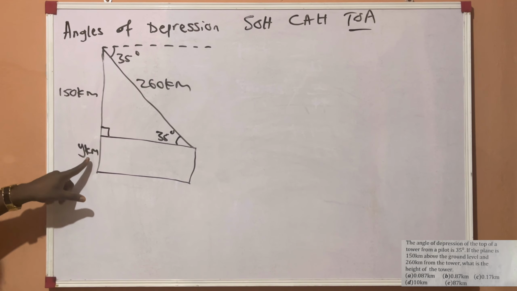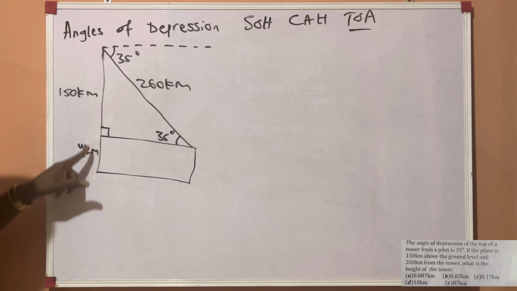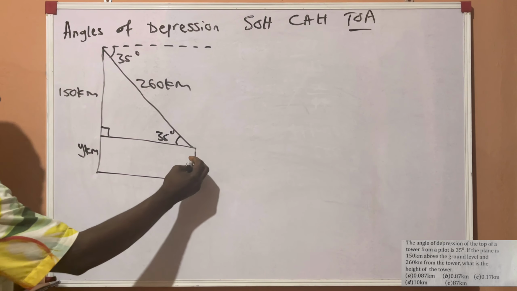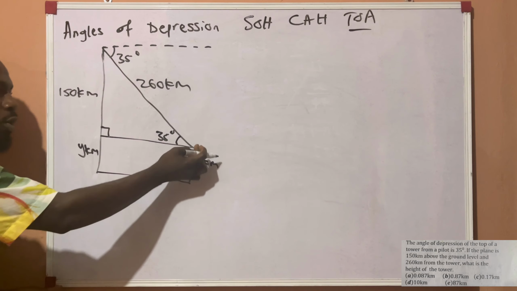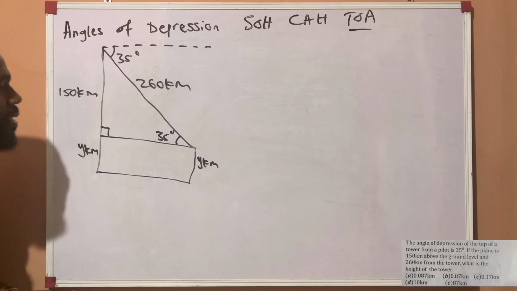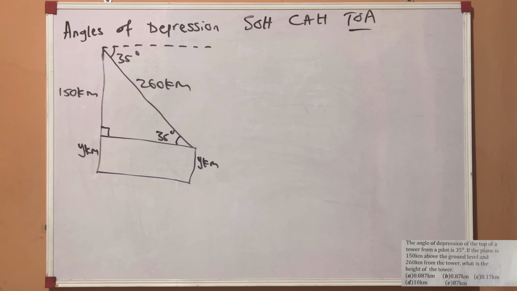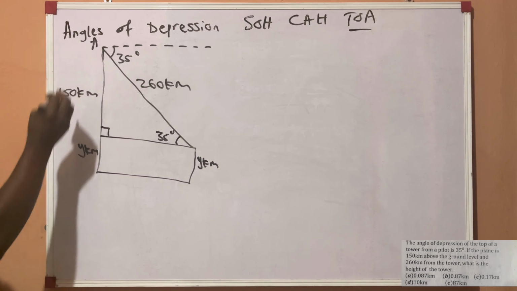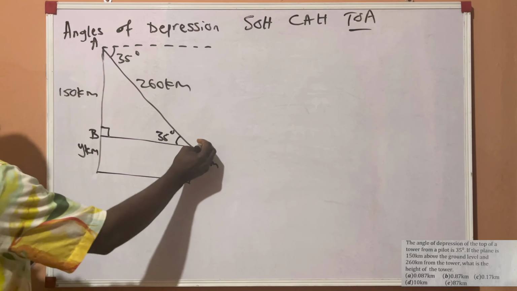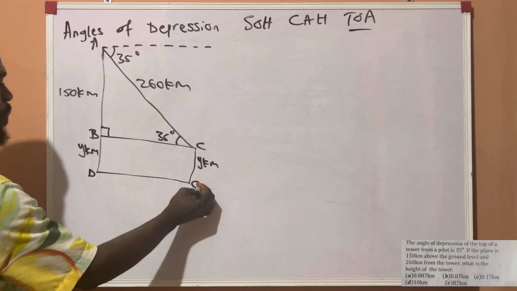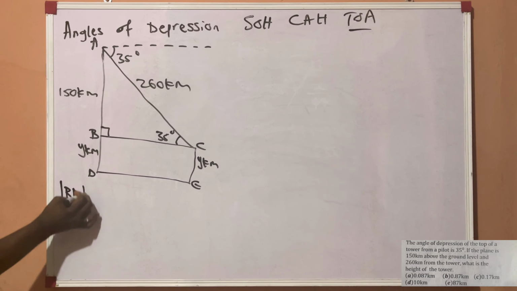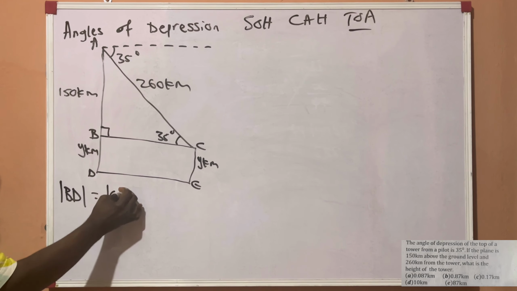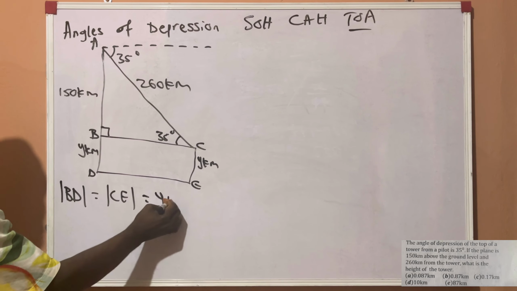Now, let us see how we can calculate for the height of the tower. Don't forget that if here is y kilometers, here is also y kilometers. Because if you see, the height here is also equal to the height here. No one is longer than the other. Now, how can we solve for this? In order to make this math much clearer, let us label. This is point A, this is point B, this is point C, this is point D, and this is point E. From this illustration, line BD is equal to line CE, which is equal to y kilometers.